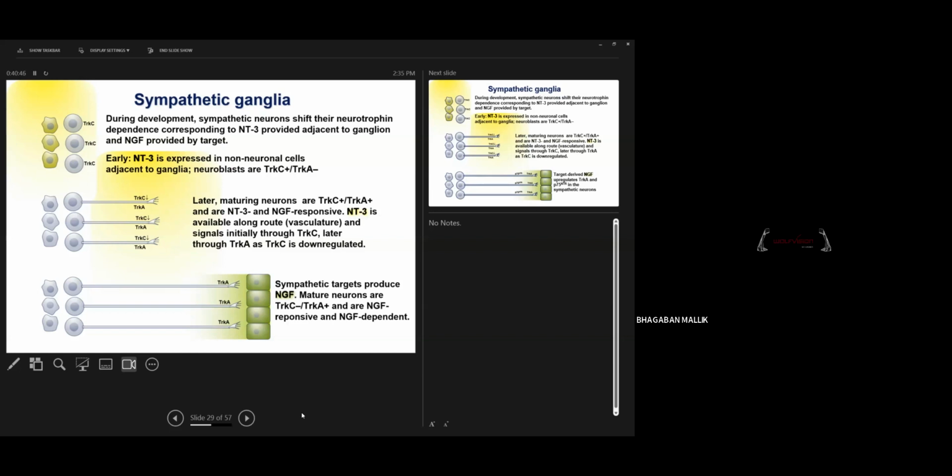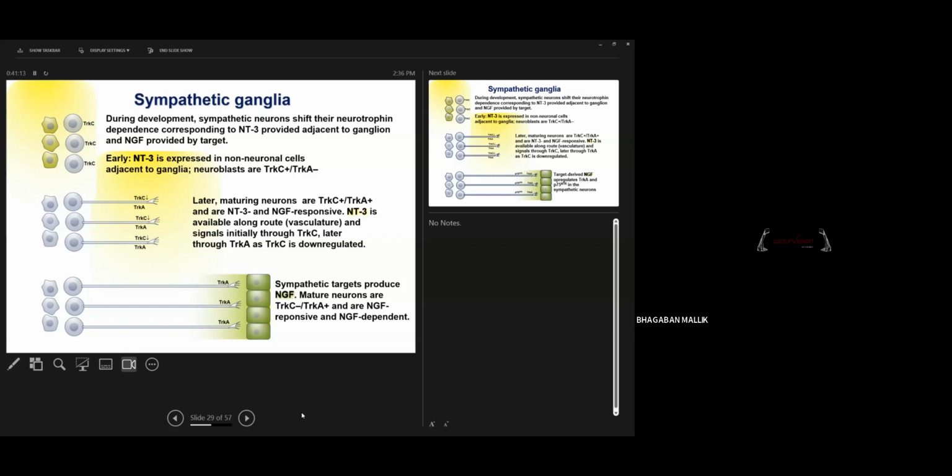And in the earlier stage of the development, as I mentioned, you have different kinds of neurotrophic receptor like TRKA, TRKB, and TRKC. So in the sympathetic ganglia, you have two different types, TRKA and TRKC. In the earlier stage of development, these neuroblasts express TRKC. So here you can see that you only have the expression of TRKC, and these non-neuronal cells express only NT3.